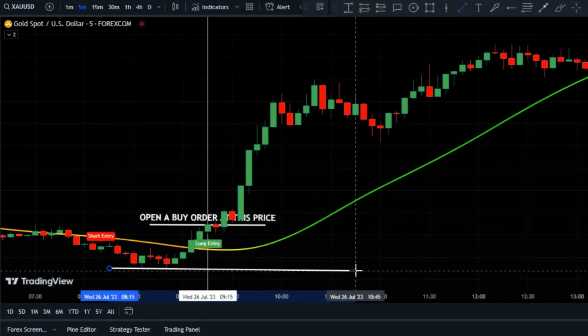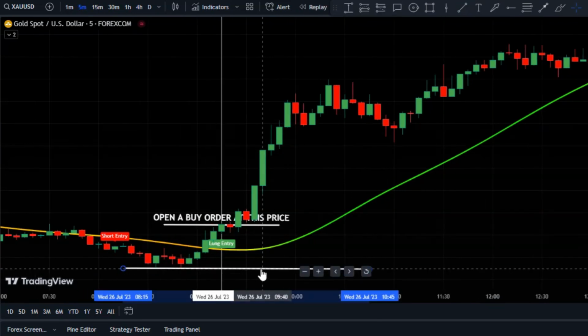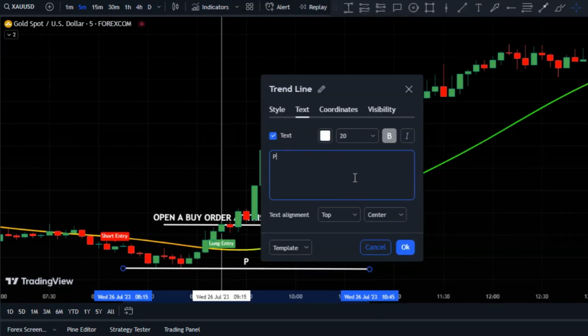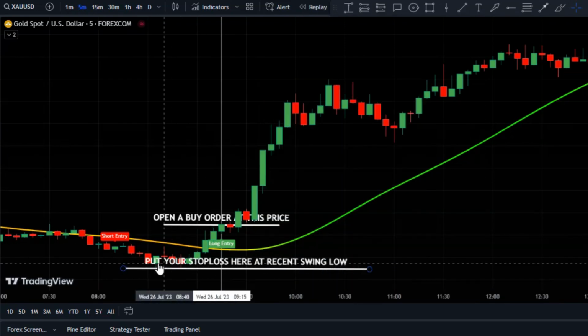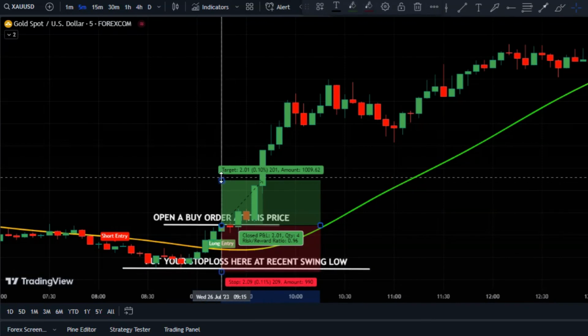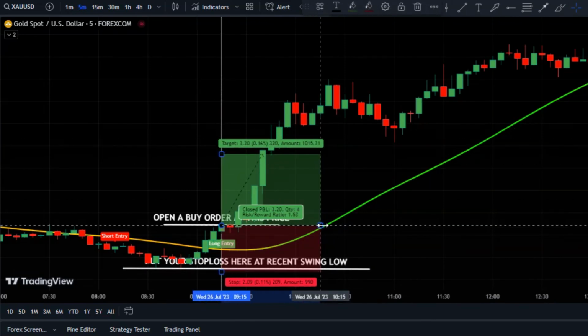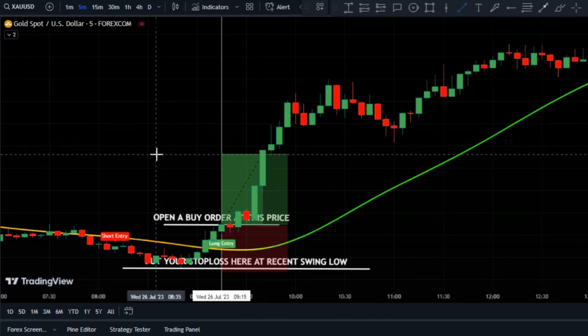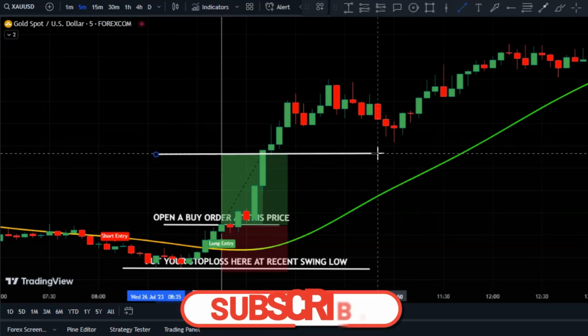So once you've opened the long position, set the stop loss below the recent swing low to protect your trade. And when your profit hits a 1 to 1.5 risk to reward ratio, close the position.